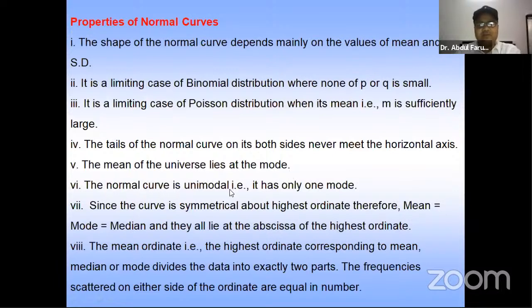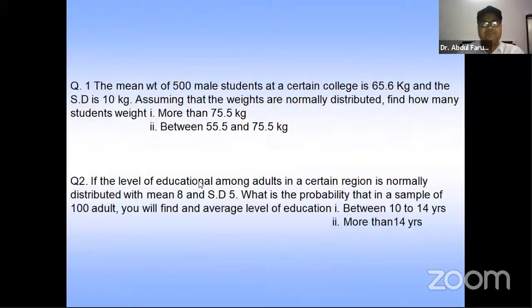The normal curve is unimodal, that is, it has only one mode. Since the curve is symmetrical about the highest ordinate, therefore the mean is equal to mode is equal to median. This is the characteristic: mean is equal to mode is equal to median. तीनों बराबर होते हैं। Center. The mean ordinate, that is the highest ordinate corresponding to the mean, median, or mode, divides the data into exactly two parts. The frequencies scattered on either side of the ordinate are equal in number. So these are the properties of the normal curve.